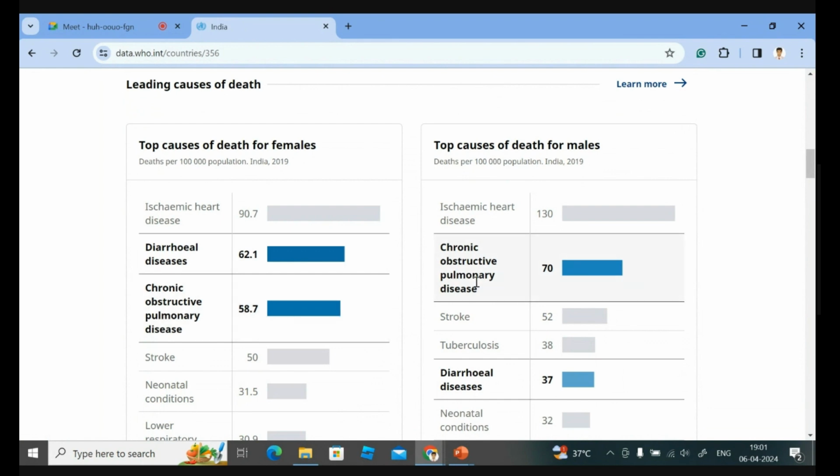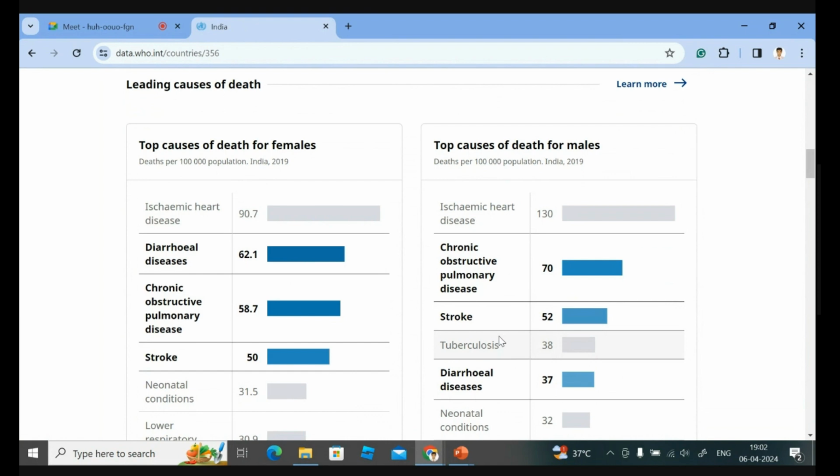Females also suffer, they are very close to it. Then the stroke. Males have a lot of strokes. In fact, males and females are close. So in deaths per lakh, you will have at least 52 people dying because of stroke.